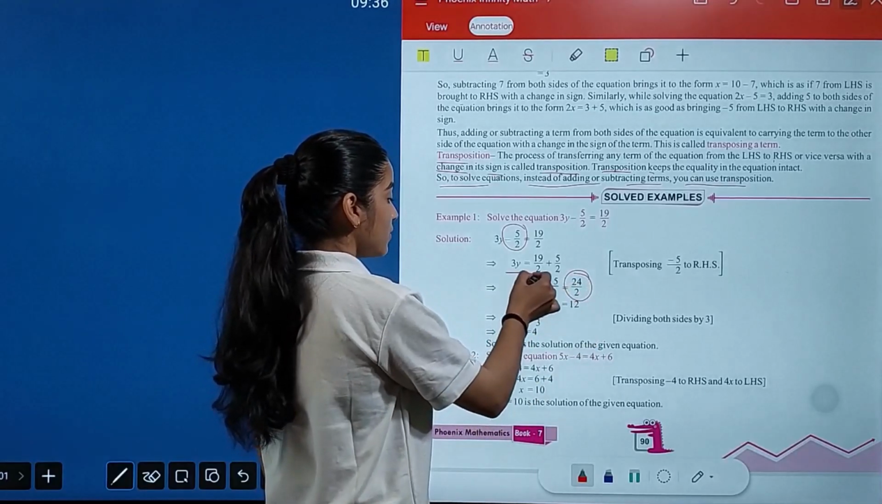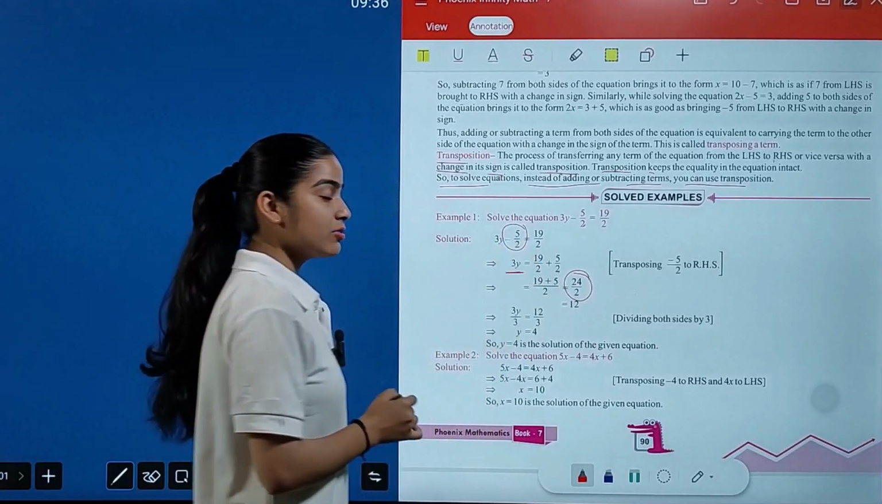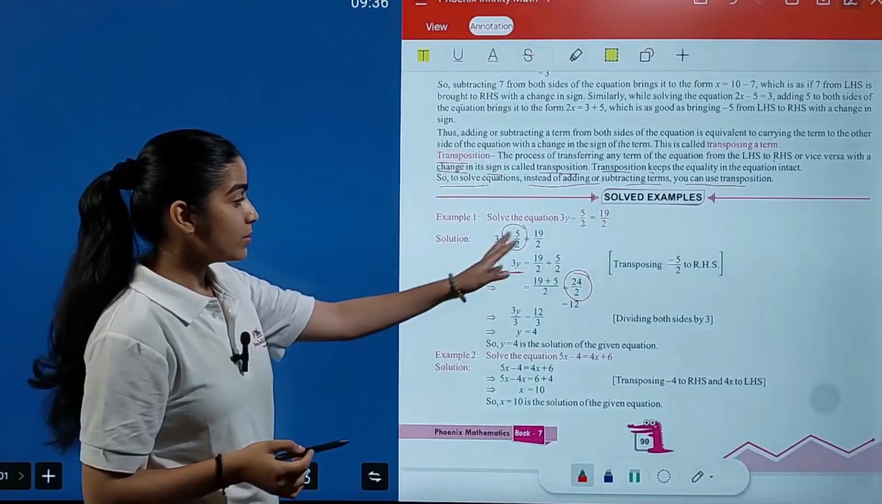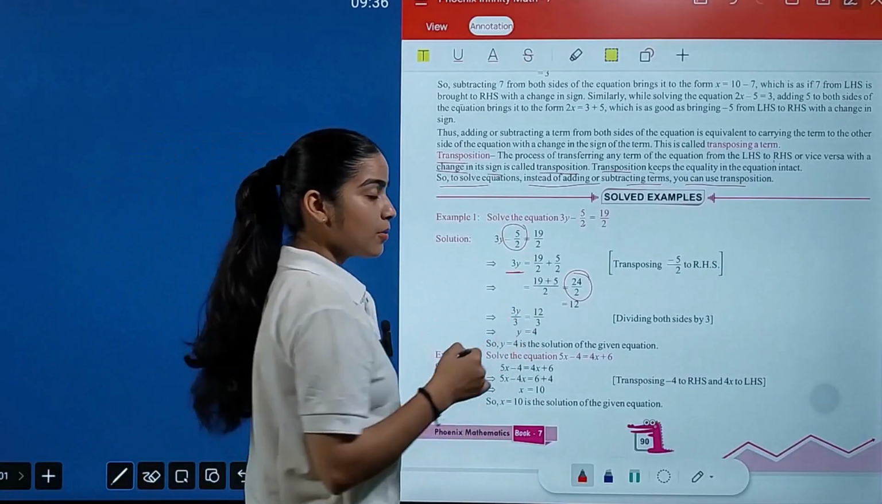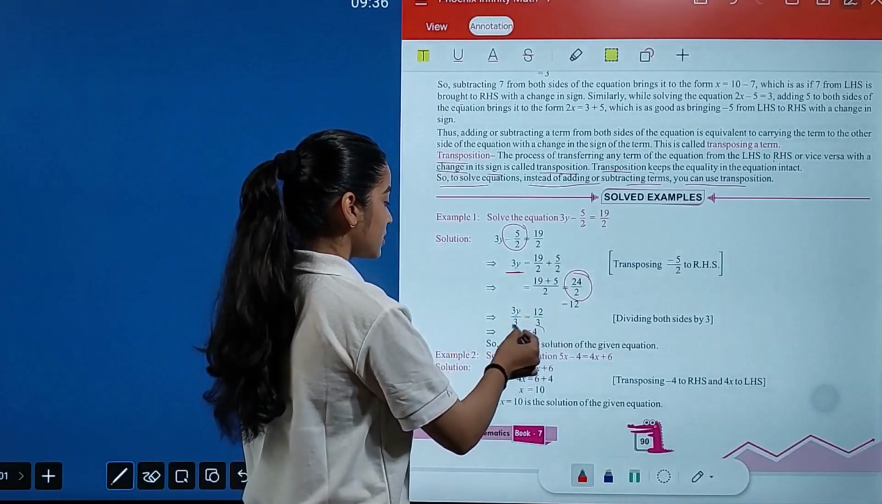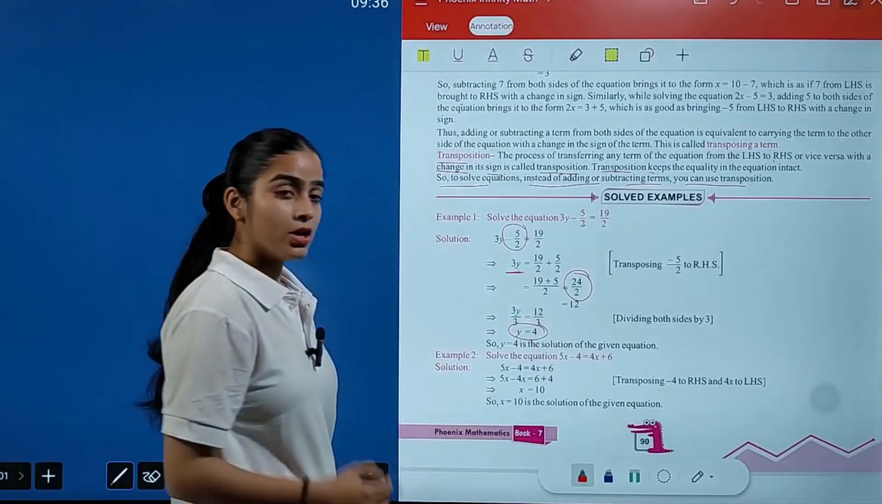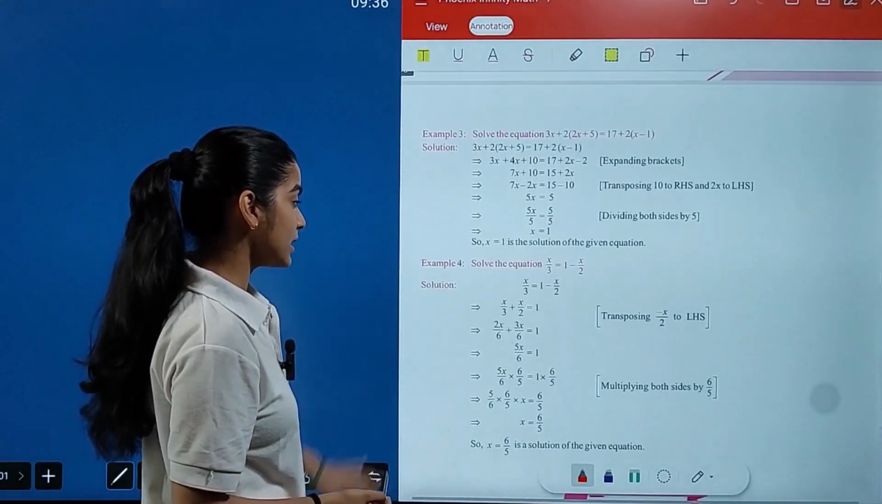Now you have 3y. In this case, we multiply 3 by y, so this 12 will be divided by 3, because the opposite of multiplication is division. So 12 divided by 3, this is your answer, 4. Okay. So now we have to transport our numbers by changing their signs and we will get our answer.